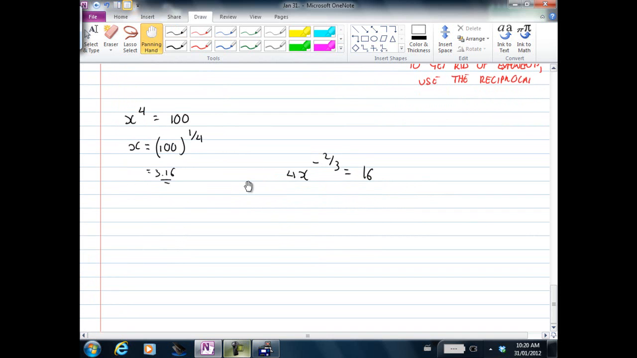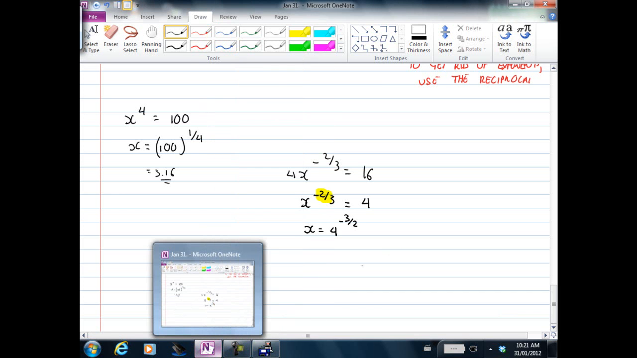So let's start with meeny, miny. Giselle, where's Giselle? What did I get rid of first, Giselle? Divide by 4. Good. So now this becomes x to the power of negative 2 over 3 equals 4. Okay, again, nothing too bad. Amanpreet, what do you do now? How do you get rid of this negative 2 over 3? Good. So x equals 4 to the power of what? 3 over 2 negative. The signs don't change. So the only thing you did was reciprocal. Punch this in your calculator and solve it and you're done. Or you just leave it like that.